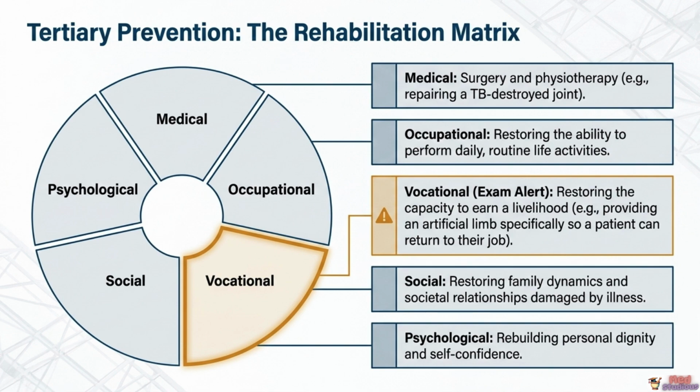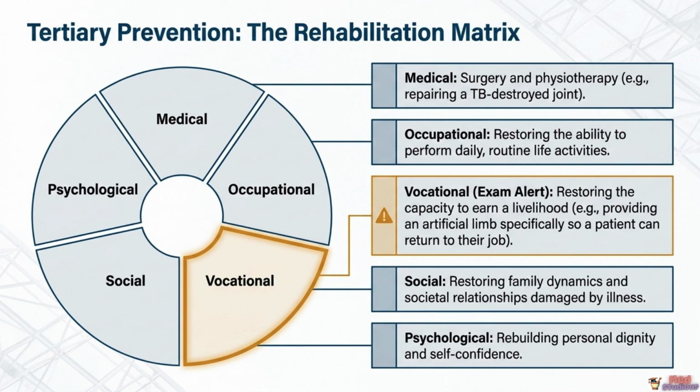Medical rehabilitation encompasses surgical interventions and physiotherapy, for example, joint reconstruction surgery and physiotherapy to restore mobility in a patient whose hip joint has been destroyed by advanced tuberculosis. Occupational rehabilitation focuses on restoring the patient's capacity to perform activities of daily living, the routine self-care, household, and basic functional activities that define independent living.